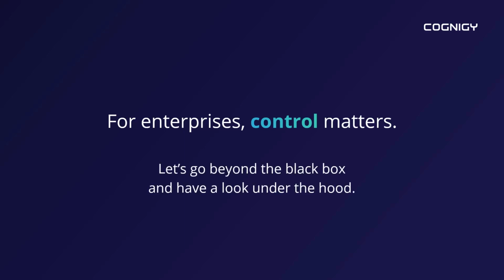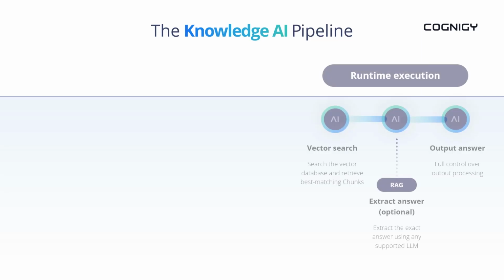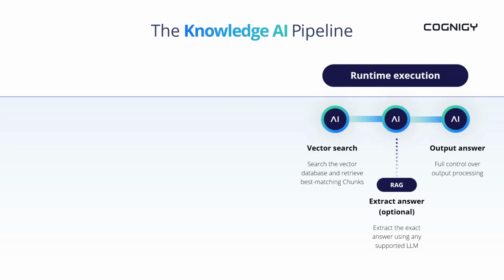So what we want to do is go beyond the black box. We want to have a look under the hood as to what needs to come together to build an experience like this. So let's start with the knowledge AI pipeline. We've had a look at what we call the runtime execution. It's finding the right article, extracting the answer based on that article, and outputting the answer.